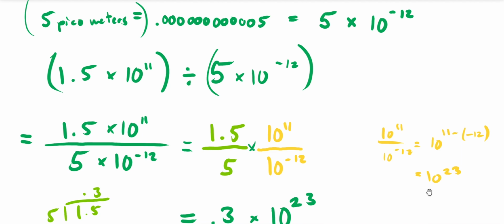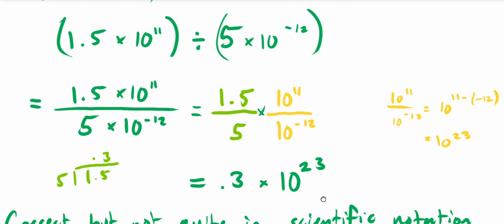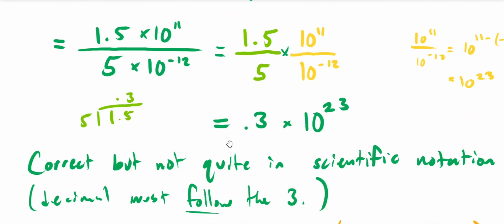And we would expect that if we divided a big thing by a very small thing. And of course, 1.5 divided by 5, well, we bring this inside, we carry the decimal up, and we wind up with 0.3. So what we get in the end is 0.3 times 10 to the 23rd, but it's not really the end. We're not quite done here. This is correct, but it's not exactly in scientific notation because this is 0 up front. Scientific notation needs the decimal to follow the first non-zero number. So we need to move this guy 1 over.